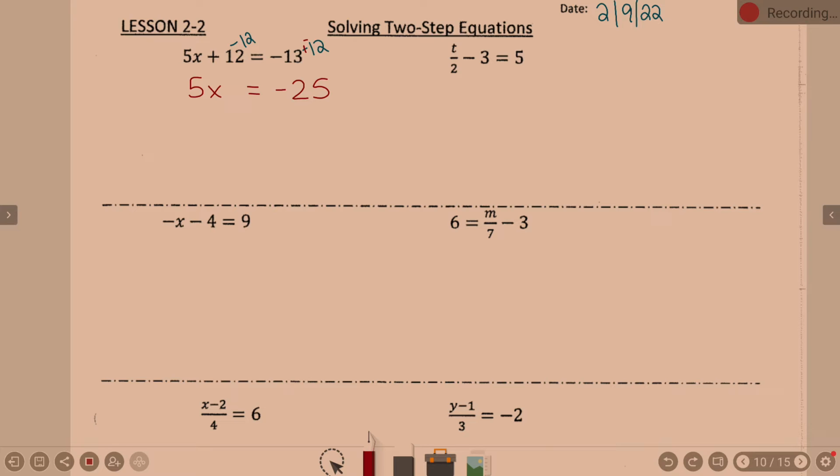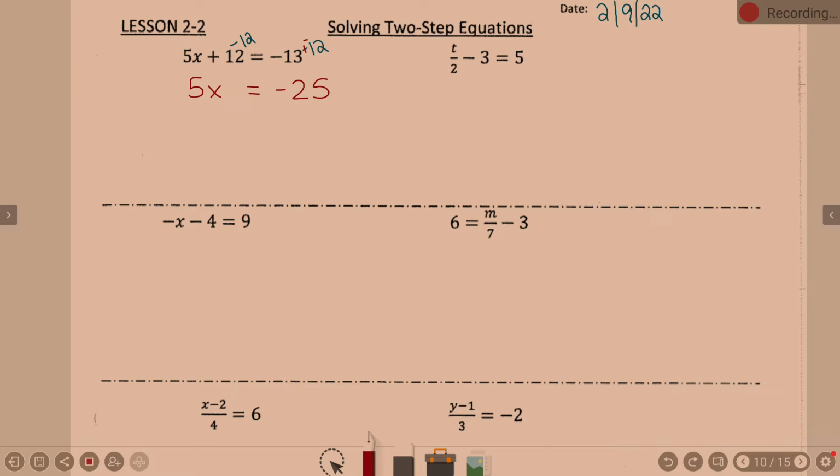Okay, so, am I done? No. Why am I not done? Because the x isn't by itself. I need to say x equals or 1x equals. So this goes back to what I taught on Monday. What's hanging out with the x? The 5. The 5 is hanging out with x, right?